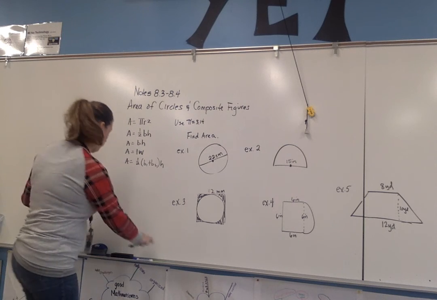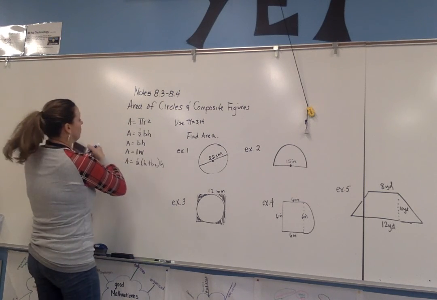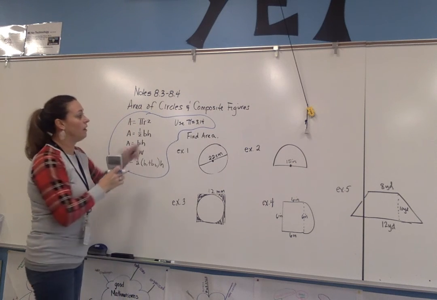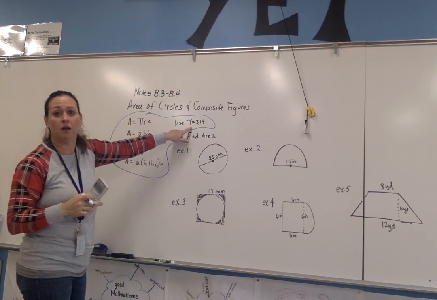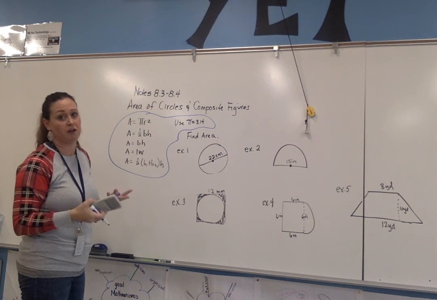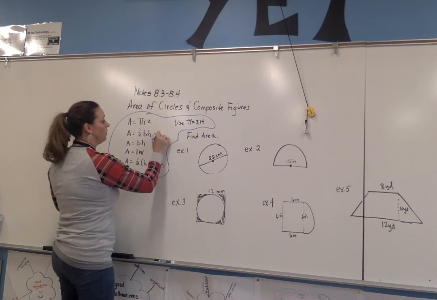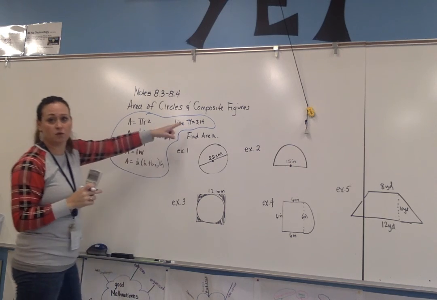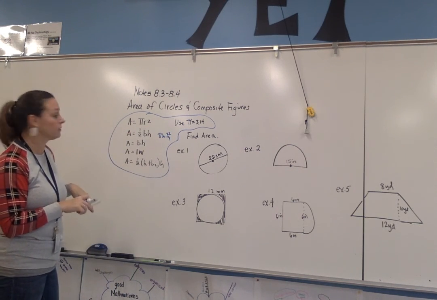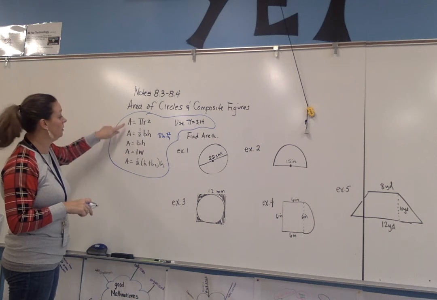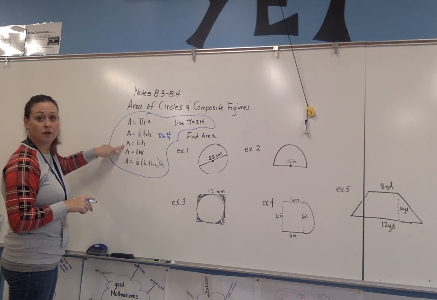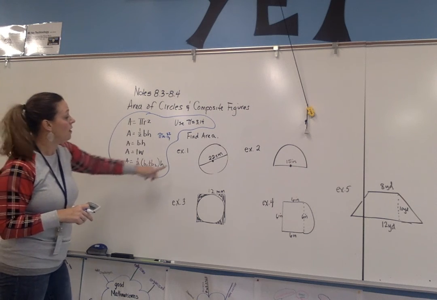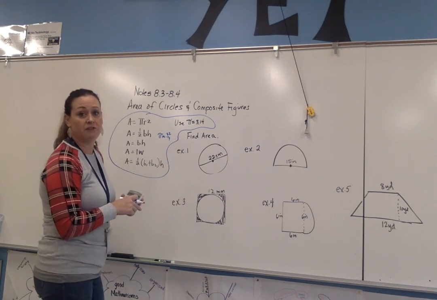So here are the formulas that you need to be responsible for, as well as knowing that pi should be 3.14 when you're using it, so we're all getting the same answer. You can also know that pi is about 22/7, but we're going to stick to 3.14, so our answers are all similar. Area of a circle, area of a triangle, area of a parallelogram, area of a rectangle, and area of a trapezoid. In all 5 examples, we're going to be finding area.